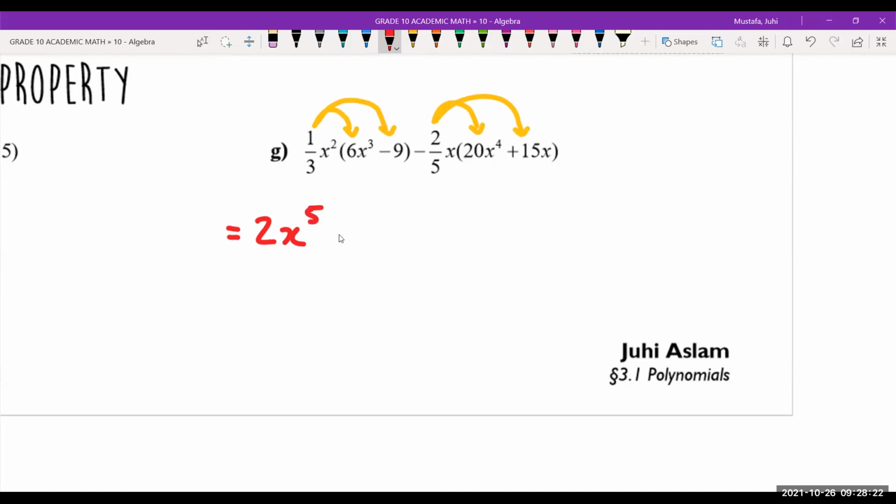A third times -9 is -3. What happens if you don't have a variable here? It's just x squared times nothing or 1. Yeah. It would just be x squared. Yeah, you just glue the x squared beside it. What'd you guys get for the second bracket?